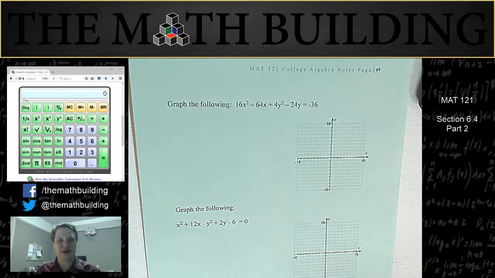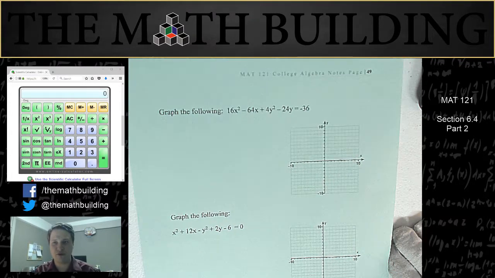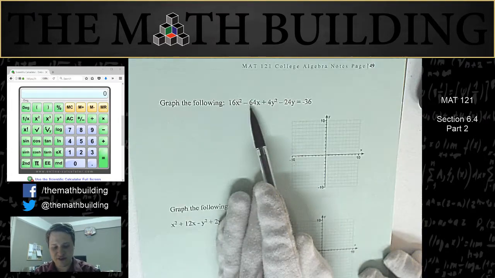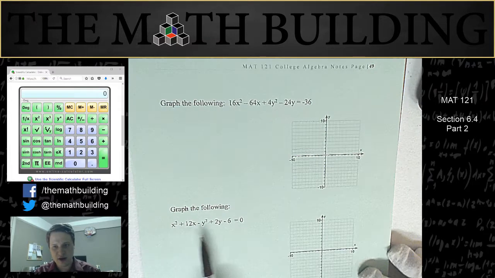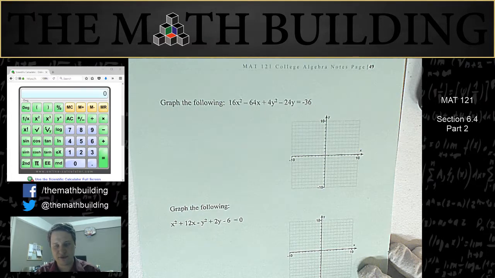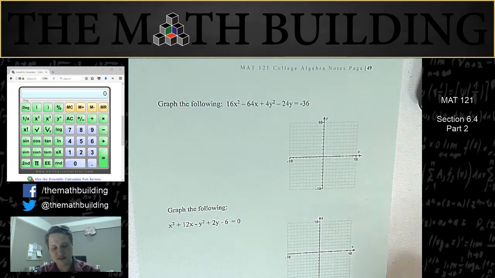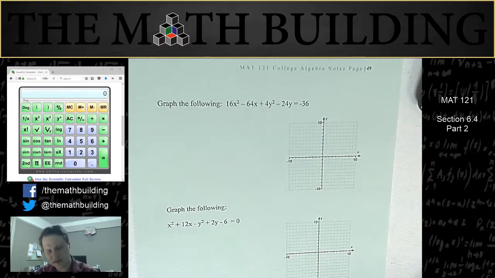All right, welcome to the last part of section 6.4. So what we're going to do here is we're going to graph something that looks like this. We've already done something similar to these two problems when we graphed circles, but the thing this time is that it might be any type of graph. It could be an ellipse, it could be a circle, it could be a hyperbola, a point, or even no graph. So we're going to use the completing the square process to do this again.